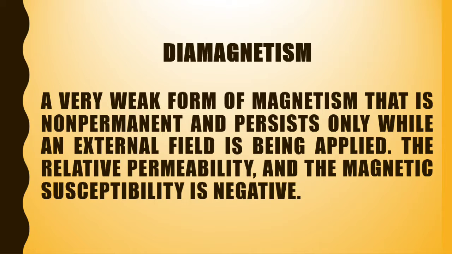There are three types of magnetism: diamagnetism, paramagnetism, and ferromagnetism. It is found in all materials, but because it is so weak, it can be observed only when other types of magnetism are totally absent.